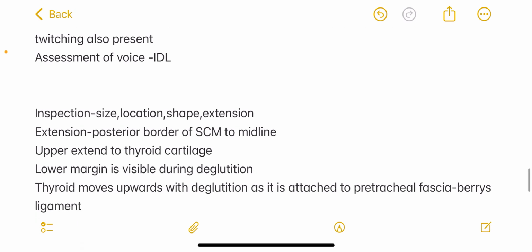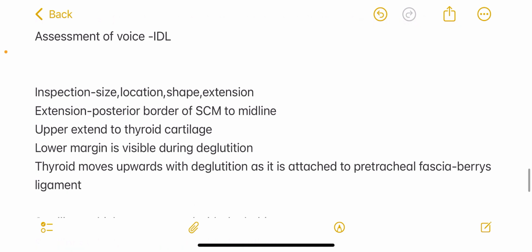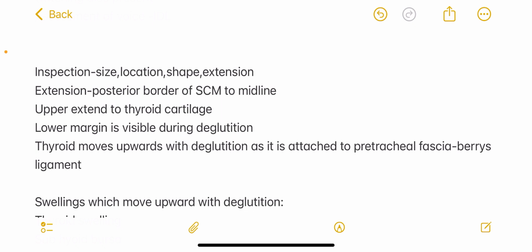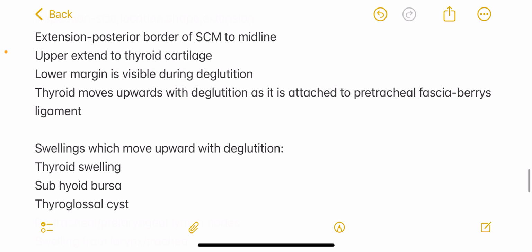Next, thyroid moves upwards with deglutition as it is attached to the pretracheal fascia. Again, very important: the movement is because of the attachment to the pretracheal fascia, the Berry's ligament. And swellings which move upward with deglutition, this can be asked as a viva question.